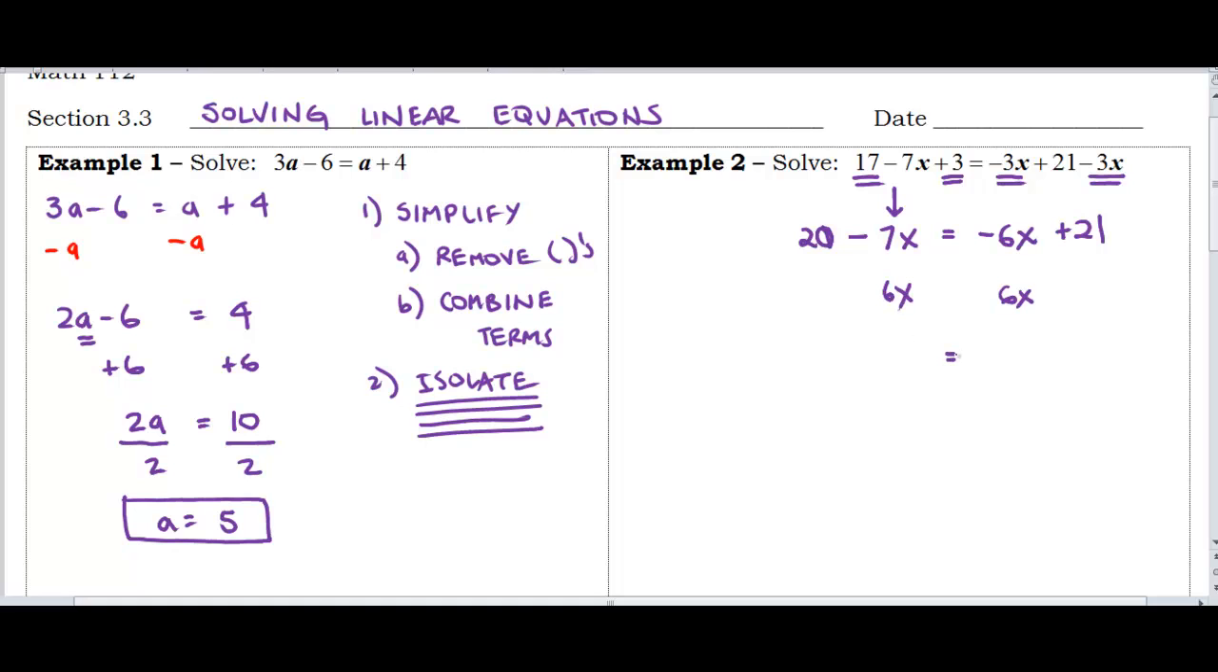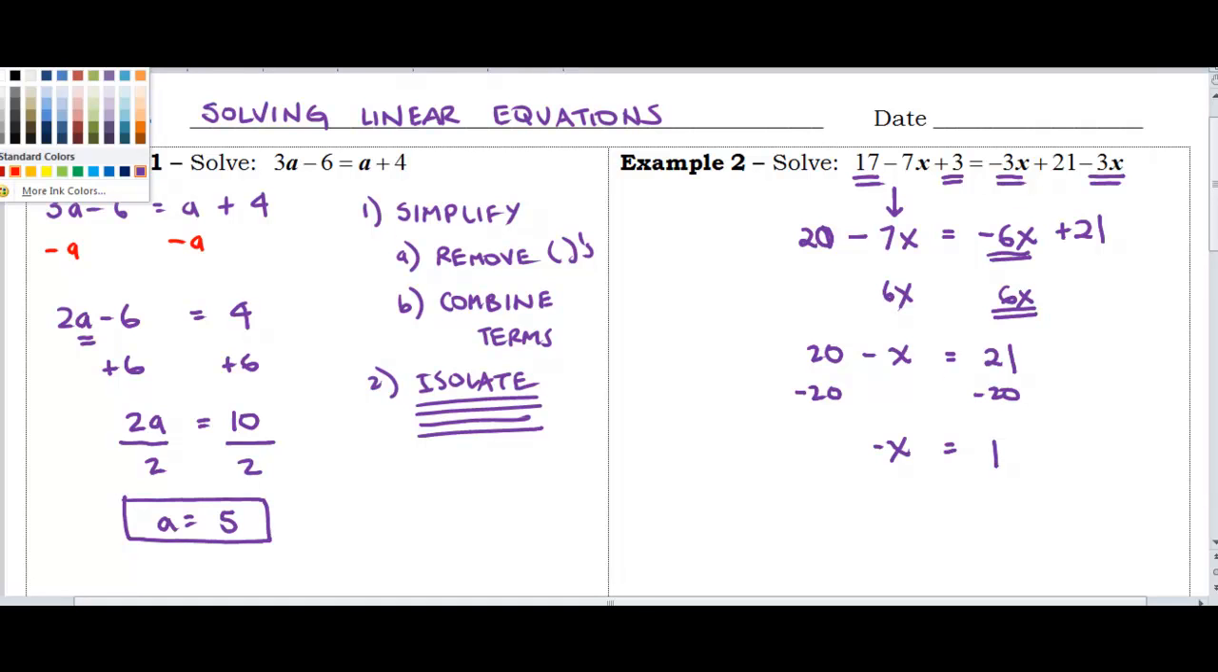What's negative 7x plus 6x? Negative x. And who's here still? 20. On the right side, negative 6x and positive 6x is 0x, or just 0. Plus 21 is? Plus 21. What side is the x on now? Left. So where do you want the numbers? Right. How do I get rid of this positive 20? Subtract 20. Who's left on the left? Be careful. Negative x. Good. What is 21 minus 20? 1.